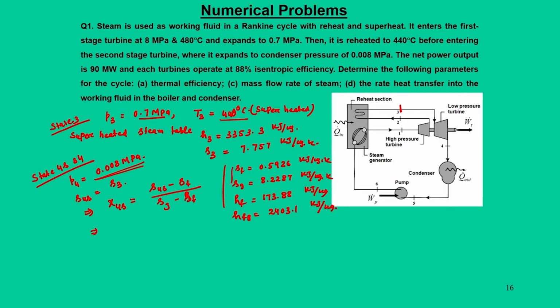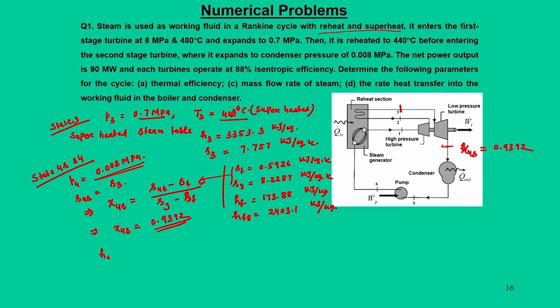So, inserting these numbers for S_f and S_g, we get x_4s as 0.9392, which clearly says that the exit state is more than 90%. So, this advantage we get through this reheat and superheat.